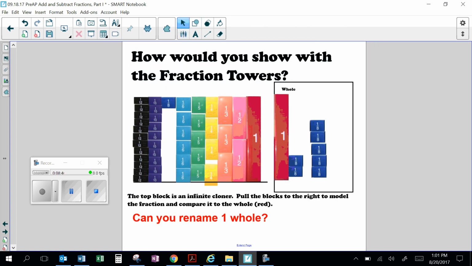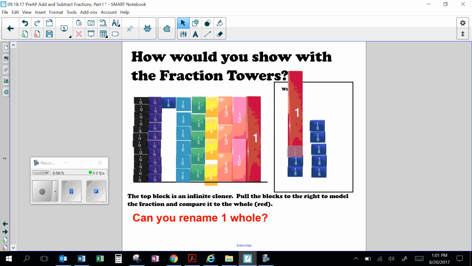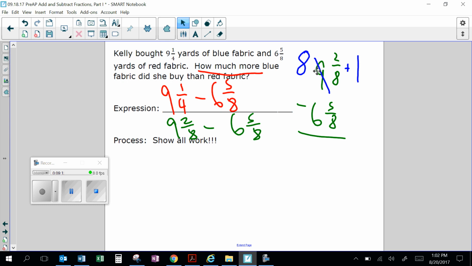Can I rename this 1 whole as a fraction? What fraction would I like to rename it as? Well, since we're talking about eighths, let's rename this as eighths. 1/8, 2/8, 3/8, 4/8, 5/8, 6/8, 7/8, 8/8. So again, I'm renaming. I regroup from the 9 to become 8. I took away 1 whole, so I replaced the 1 whole. I renamed it as 8/8.